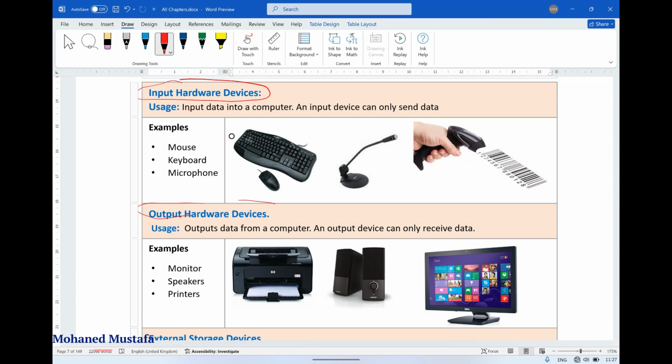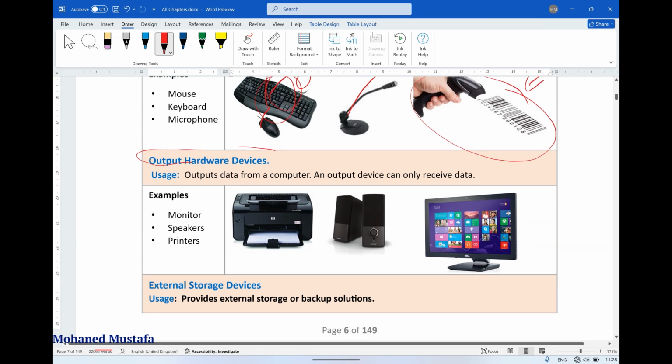To input data into the computer, and we mentioned them, keyboard and what is this? Microphone. And what is this in the supermarket? A barcode reader. They prefer it over the keyboard. Whenever you buy something from a supermarket now, what do they do? They scan the barcode on the products, and then the product name and the price of the product will be displayed on the monitor. So this is a very accurate input device, more accurate than the keyboard.